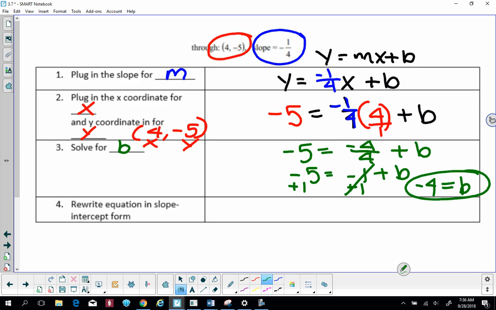The last thing I do is write it in slope-intercept form like we did with the graphs yesterday. So I do y equals, and I know my slope is negative 1/4 x. And now I know my y-intercept is negative 4. Yesterday we did this using a graph. Now we're looking at a table and points. So that's your first Delta Math, just practicing given a slope and a point.